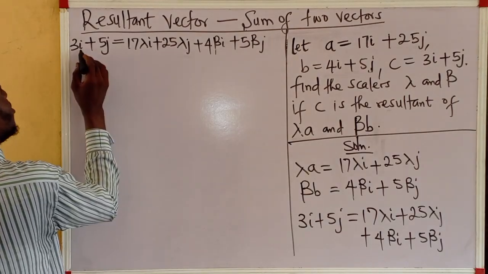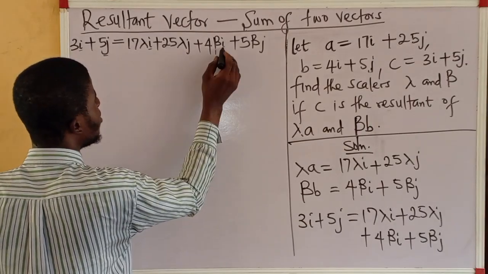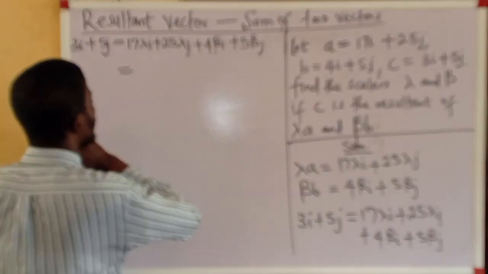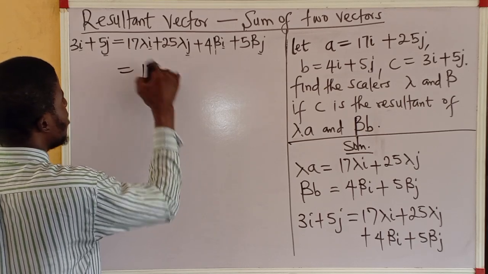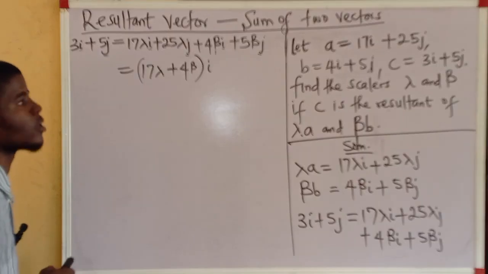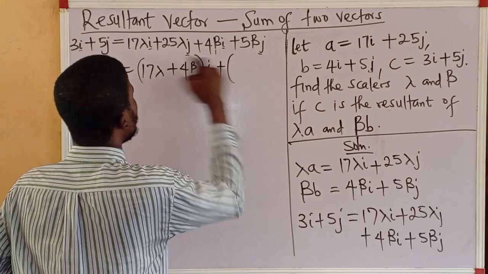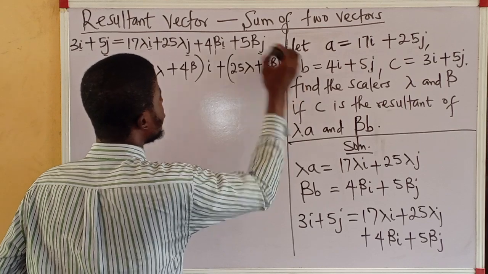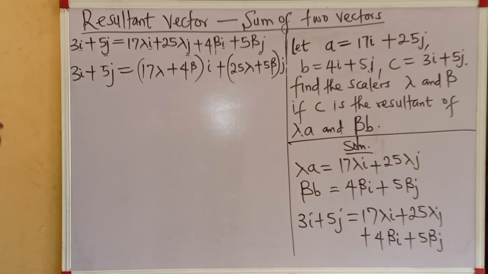Here we have terms in i and terms in j, and that's what we also have here in terms of i and in terms of j. So see what I'm going to do now. I want to reduce this. Since these two are in terms of i, I can say 17 lambda plus 4 beta, I'll bring the i out. And since these two are in terms of j, I can also say plus 25 lambda plus 5 beta, and bring the j out. So here I have 3i plus 5j. So it is now simplified.